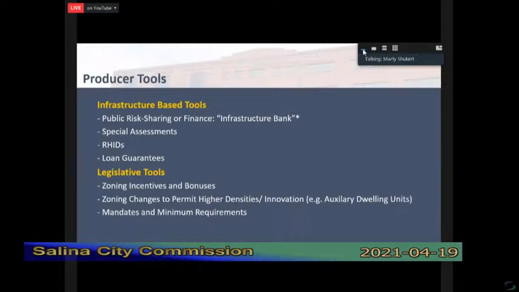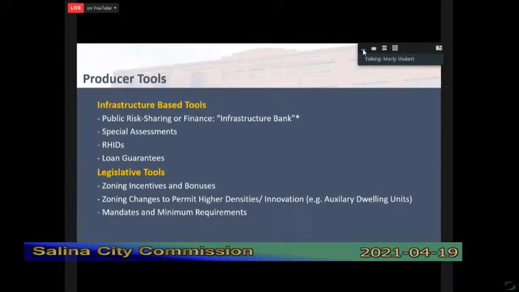And loan guarantees, by which the cost of building infrastructure and building the development, which is a front-end cost, is guaranteed by some entity, so that the lender will make that loan.